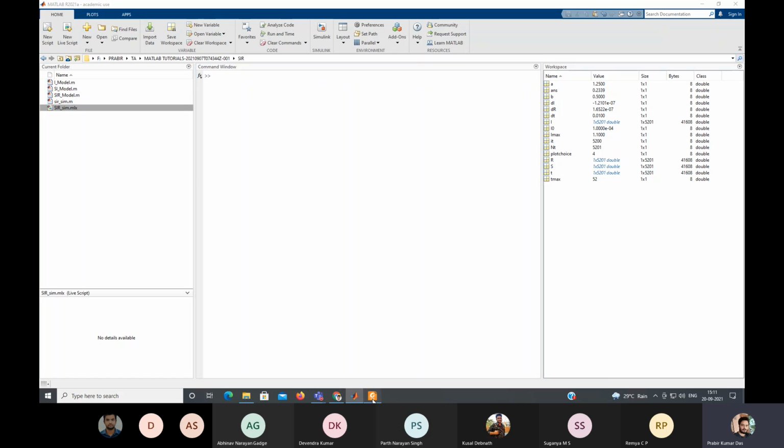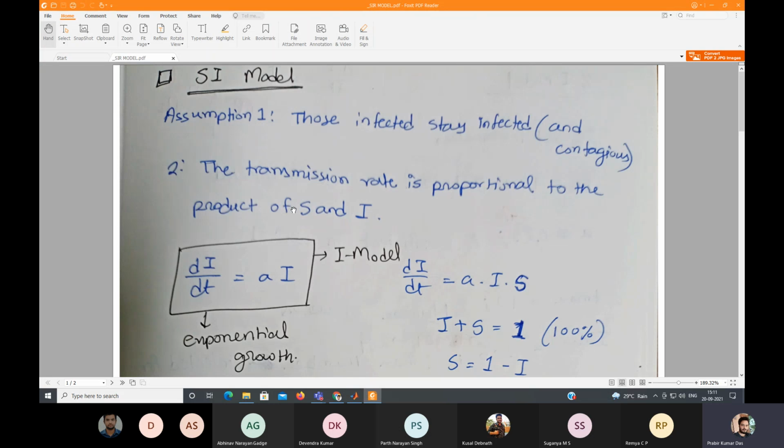So you already know the SIR model. I think ma'am taught you. SIR model is basically used to model any infectious disease, how an infectious disease is getting spread. So you can model it using this SIR model.